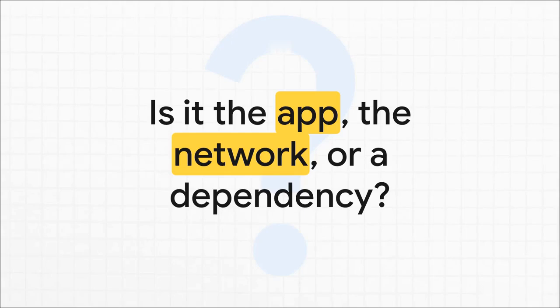So what's the first question that pops into your head? It's always the big three, right? Is it the app? Did we push some bad code? Is it the network? Is something broken somewhere? Or is it a dependency? Is something we rely on failing us? Without the right tools, you're honestly just guessing.